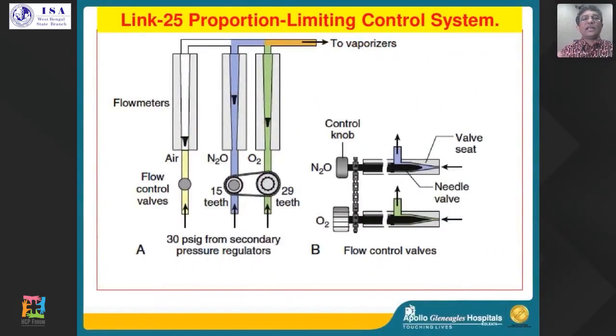Okay, the other one is the Link-25 proportionating limit control system, and this is classically in those Datex machines, or the machines with the flowmeters. I call it a gear control ratio. So if you are giving a particular gear onto your nitrous, the oxygen gear shift also moves to a certain extent. How does this happen?